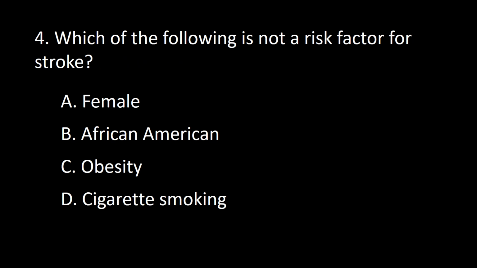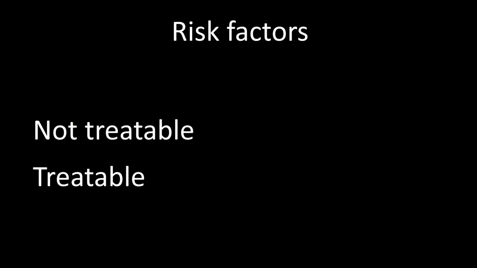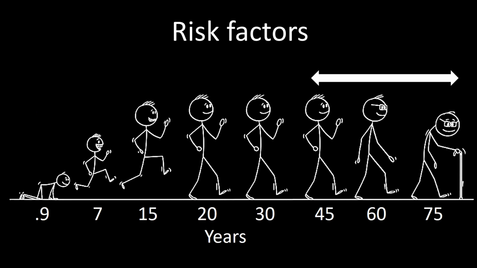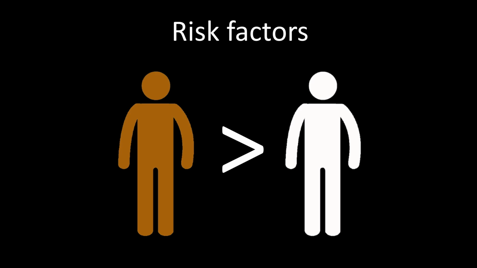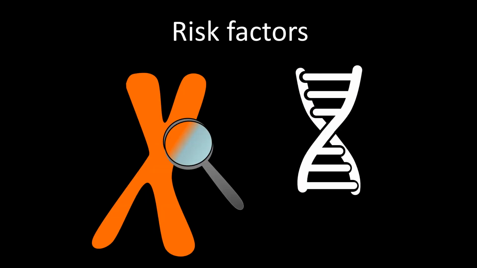Next question. Which of the following is not a risk factor for a stroke? A. Female. B. African American. C. Obesity. D. Cigarette smoking. Risk factors for a stroke can be considered by dividing them in two groups, not treatable and treatable. Not treatable risks are old age, male, African American, and genetic factors.